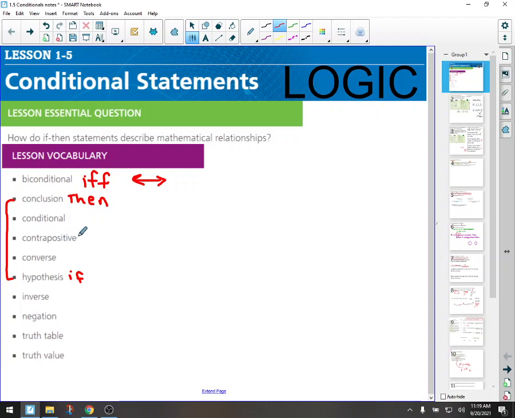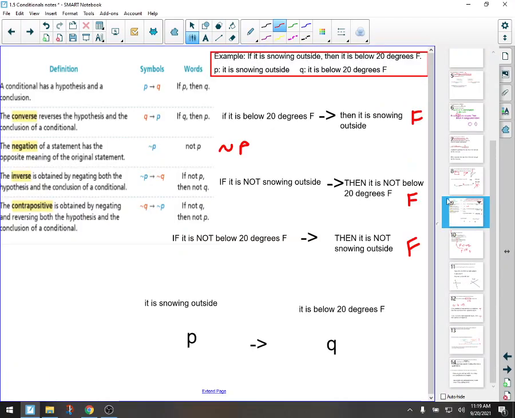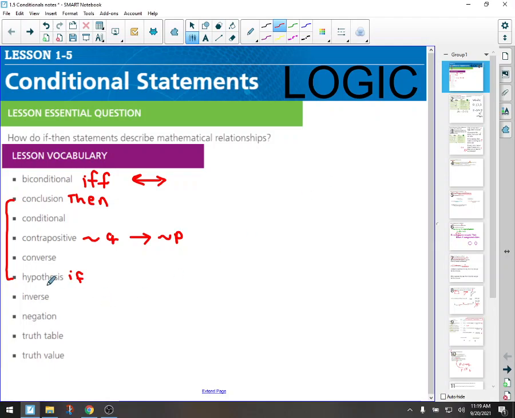Contrapositive. Contrapositive is when not Q implies not P, right? So that was back to our raining example. Contrapositive was, if it's not below 20 degrees, then it's not snowing outside. So it's not true, but contrapositives sometimes are true. Then we had converse. Converse was just, instead of P then Q, it was Q then P. I guess conditional was if P then Q.